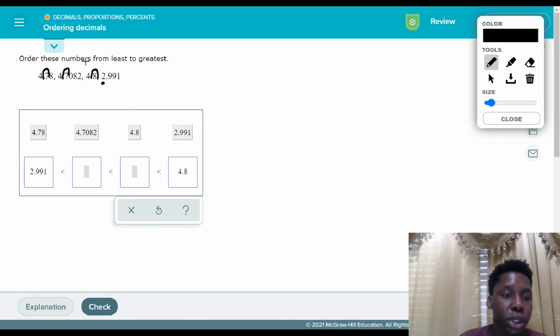So now we're left with these two numbers, 4.78 and 4.7082. Since we already moved from this point, and now we are currently at this 7 here, we can now move to the next number after. The next number after here is an 8, right? And the next number after here is a 0 that we're currently housing. We're going to ask ourselves, 8 and 0, which one of them is bigger? We know 8 is bigger than 0.